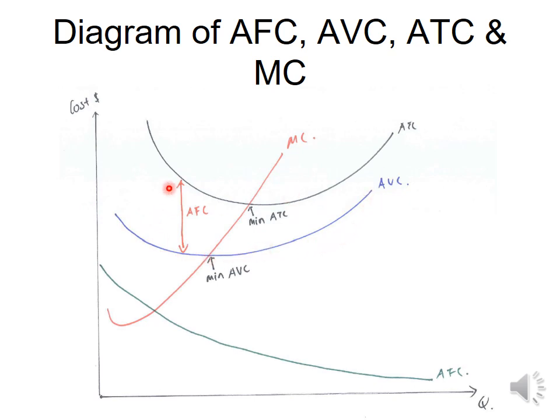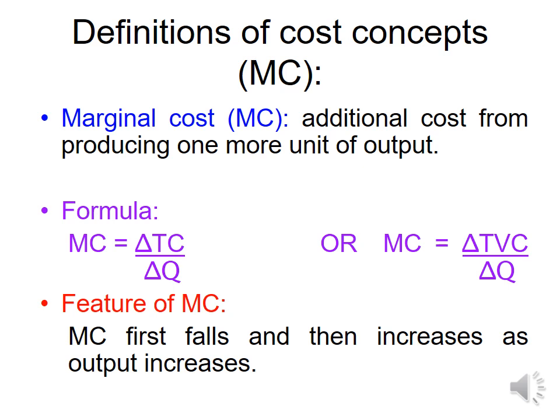So the vertical distance between the two, ATC and AVC, is AFC. The difference of total and variable is fixed. Now marginal cost measures the additional cost of producing one more unit of output. You saw earlier it's like a Nike tick. Now how do we calculate it? We take change in total cost divided by change in Q. So when you produce one more unit, what is the additional cost of that? Or we can use change in TVC divided by change in Q. You must remember all these mathematical formats and how to calculate the costs. These are very important.